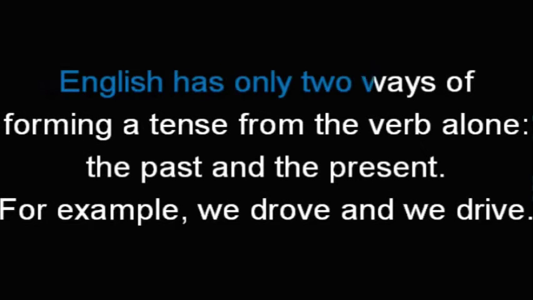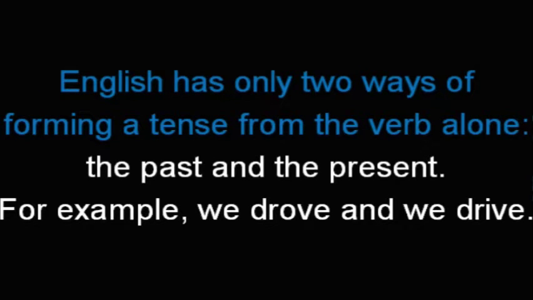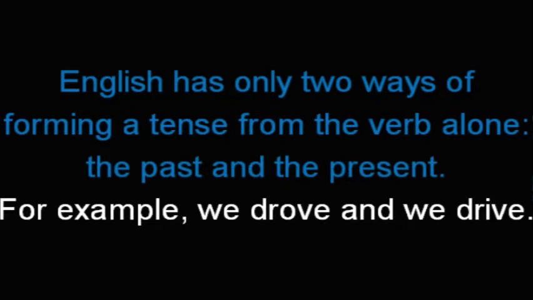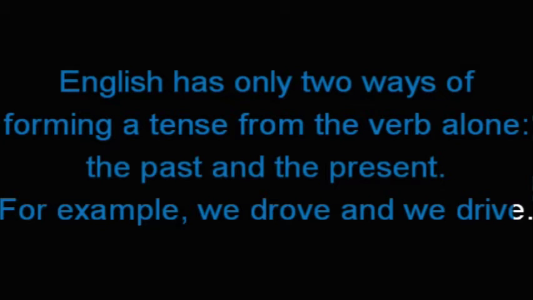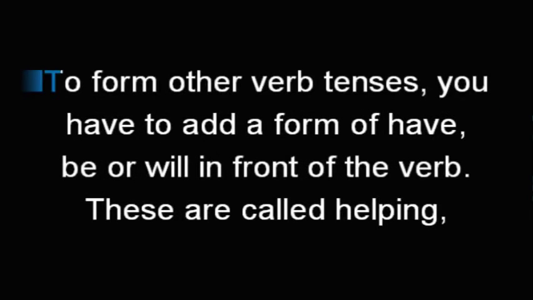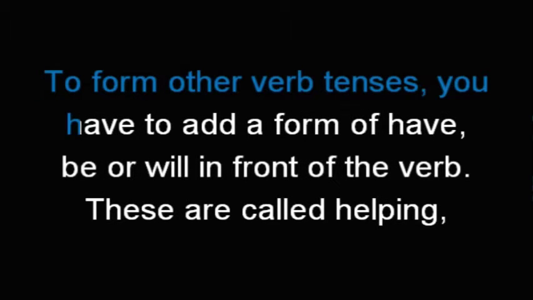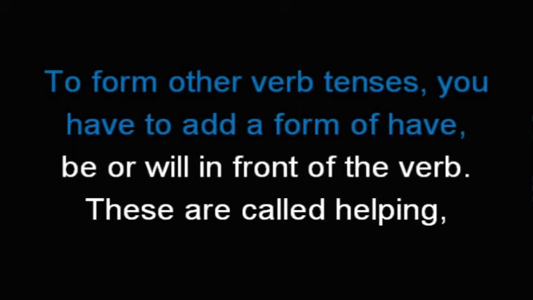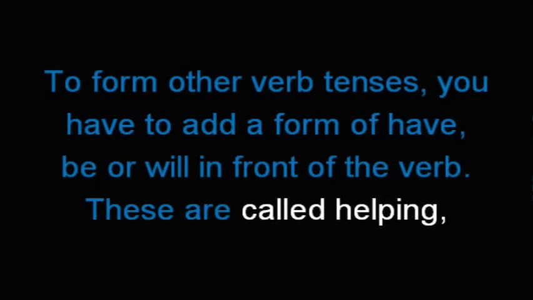English has only two ways of forming a tense from the verb alone, the past and the present. For example, we drove and we drive. To form other verb tenses, you have to add a form of have, be, or will in front of the verb. These are called helping or auxiliary verbs.